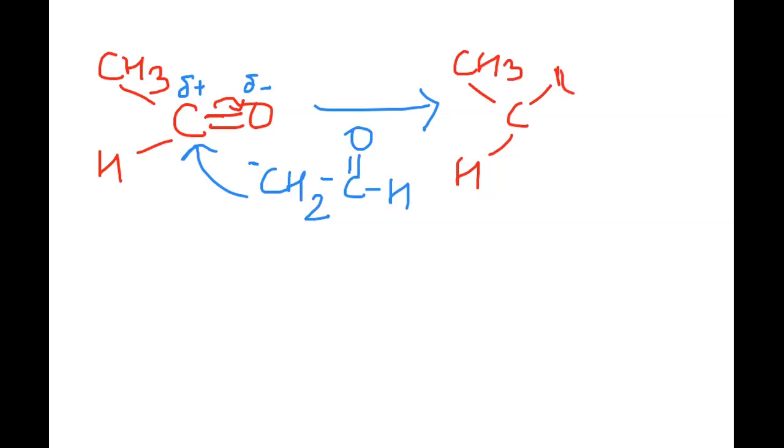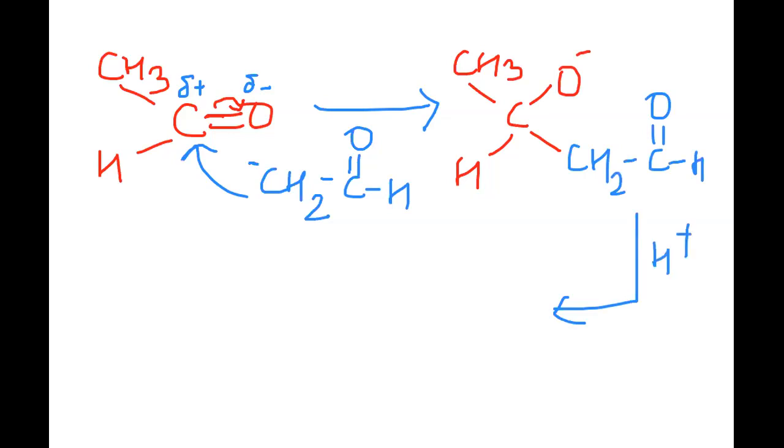Let me just erase this and do it again. This is negative, and here it is going to attack. The CH2 is going to attach itself. CH2, C double bond O, and then H. Then this is going to pick up an H plus from the solvent, and it is going to convert into the molecule which is going to look like this. That is a CH3, a COH, after it has picked up an H plus.